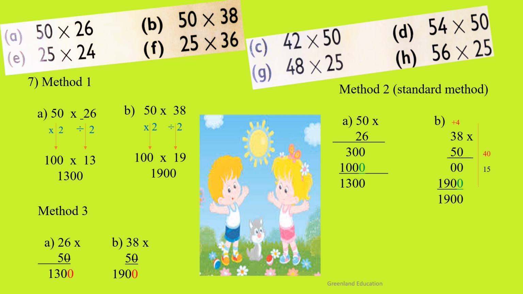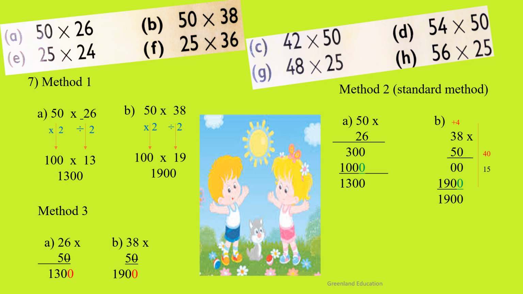Next one is method 2. That is the standard method. Here question number A, 50 multiplied by 26. 6 multiplied by 0, 0. 6 multiplied by 5, 30. Before multiplying 50 by 2, you have to put a 0 in units place below 0. I have put it in green color.